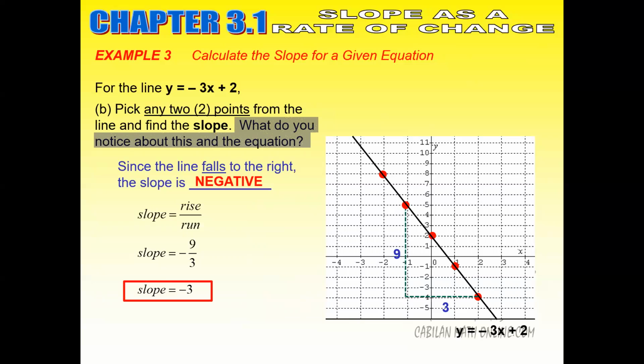All right. Now, for the second part of the question here, it says, what do you notice about this and the equation? Okay, I want you to notice here that the slope of -3, okay, is also located in front of the x here. So what that means here is that the slope of any equation can simply be found by looking at the x and looking at the number that's attached to it. Okay, and that goes for any equation. So whatever number is in front of that x here, or that's attached to it, that is always going to be the slope.